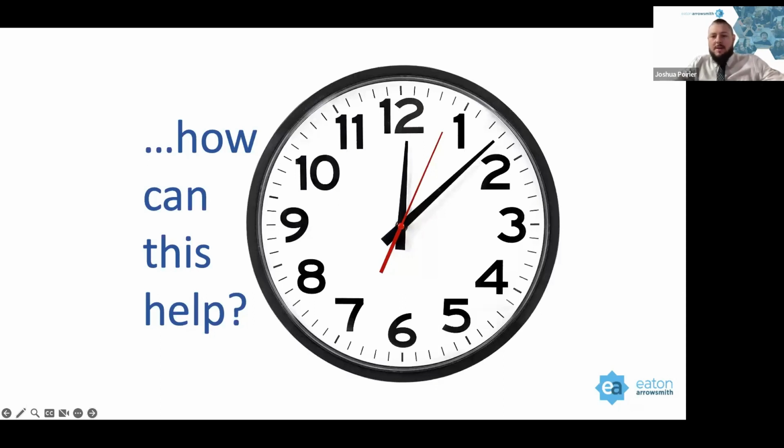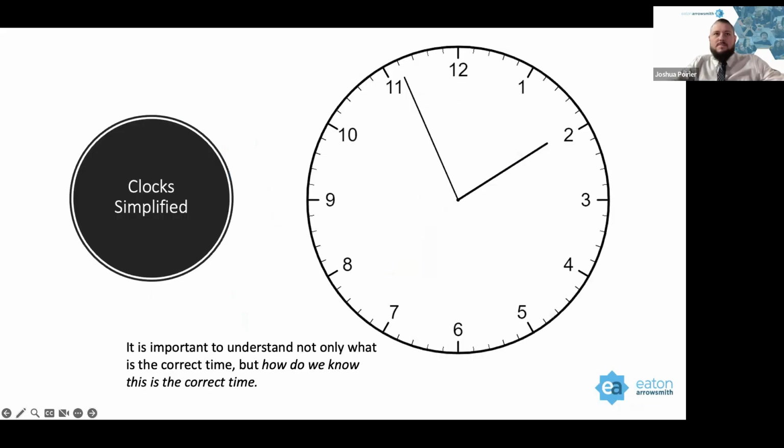We're putting meaning to that because different things happen at certain times of the day. So we're very conditioned to know that this means time, but really it's just a tool to be able to give us information. So it's important to understand not only what the correct time is, but how do we know what the correct time is?